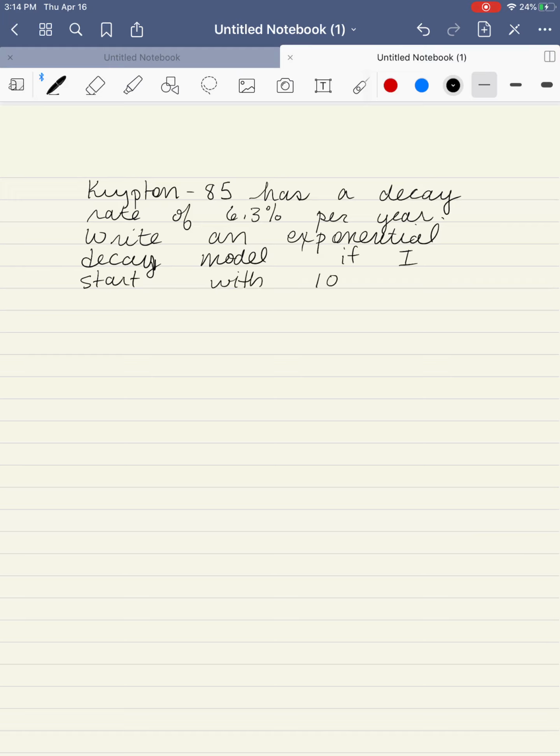If I start with 15 micrograms of krypton 85. Now, the 85 is part of the name of the krypton. It doesn't have anything to do with our model. So just ignore the 85 for our purposes here. What I want you to do is write an exponential decay model. So that's part A.